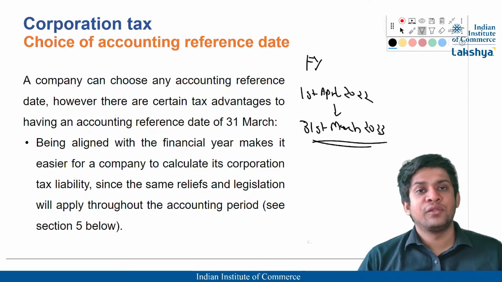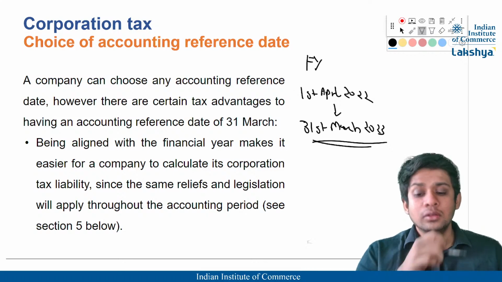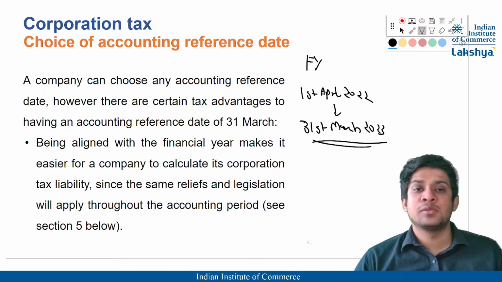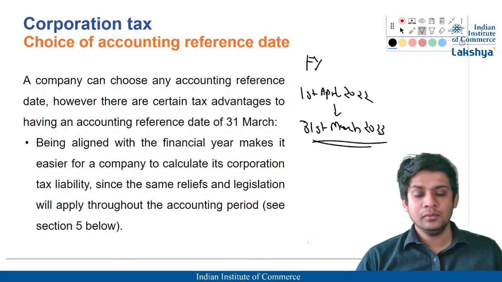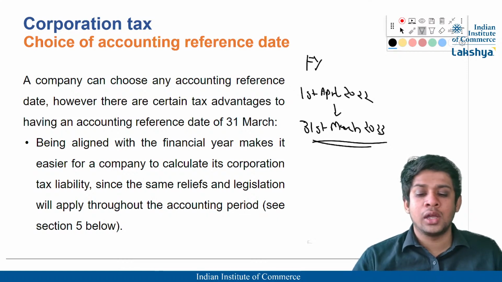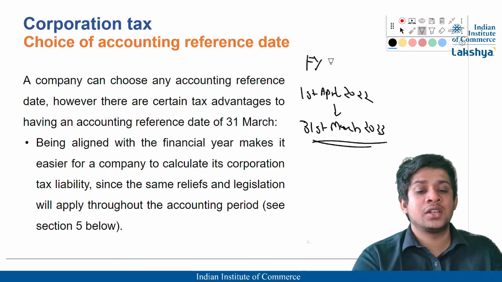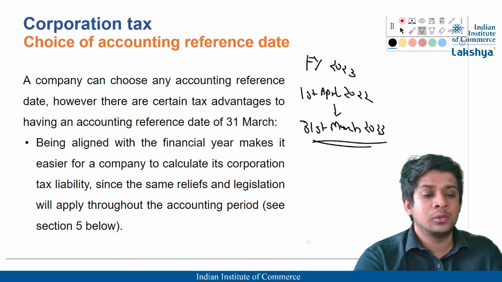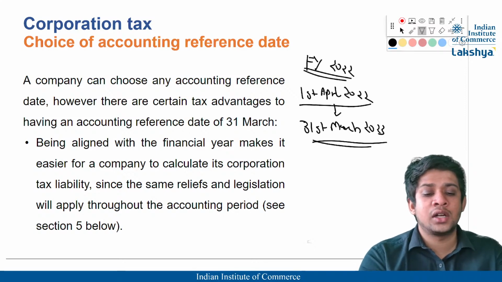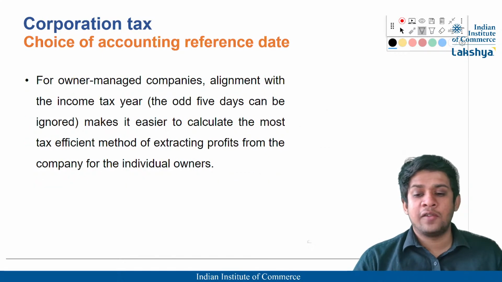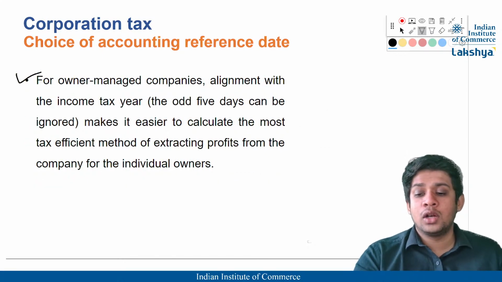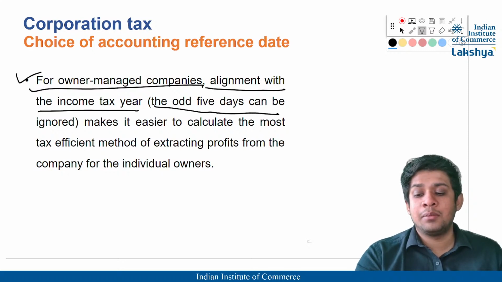So the financial year starts from 1st April and ends at 31st March. For the sake of simplicity, it is better for a company to actually correspond their accounting period with the financial year. Okay. So now guys, this will be considered as the financial year 2022, because it has started in 2022 and ended on 31st March 2023. For an owner managed company, alignment with the income tax year, the odd 5 days can be ignored, right?